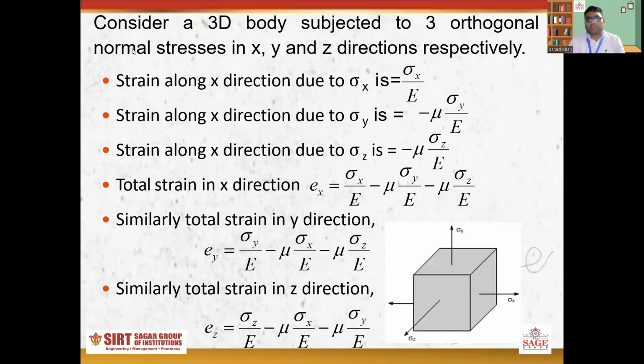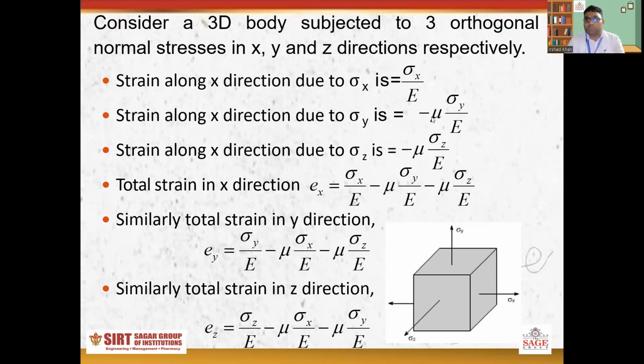Similarly, we can apply the same concept for three dimensions. This is a cube, and in all three directions x, y, z, some load is applied. Due to the load, some stress is produced, and due to this stress, there must be some strain. So strain along the x direction due to sigma x is sigma x upon E, where E is the Young's modulus, and the strain along the x direction due to sigma y. Similarly, strain along the x direction due to sigma z. That is the same concept we applied in the two-dimensional case. Hope you have understood.